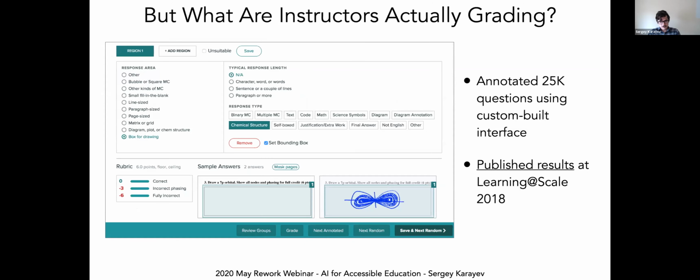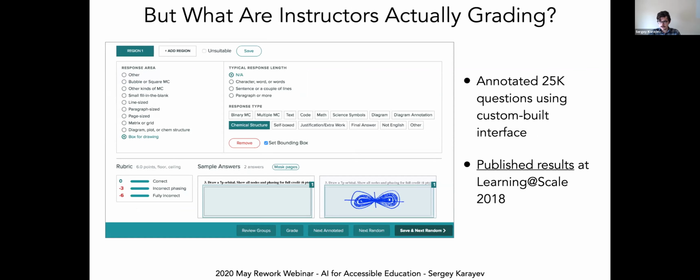But these limitations are pretty stringent. And so we had a question: what are instructors actually grading? Is it mostly multiple choice, or mostly fill in the blank, or something else? So we built an interface, in collaboration with some Berkeley professors, Marty Hearst and Paul Laskowski. We annotated 25,000 questions using this custom-built interface, and we published results about it.